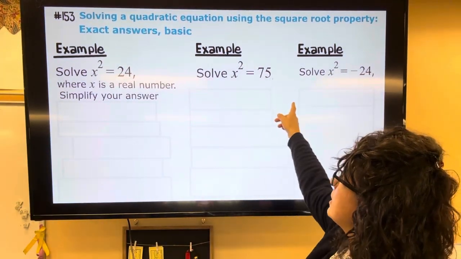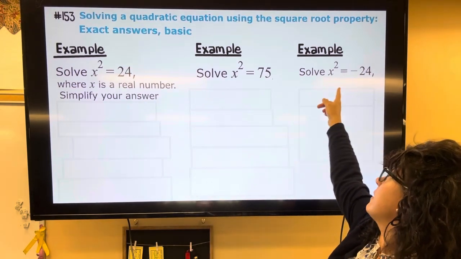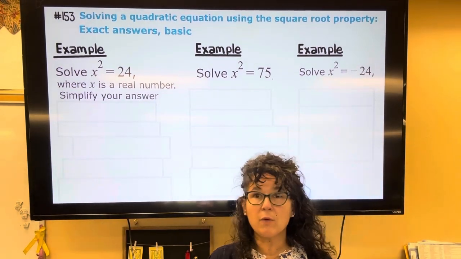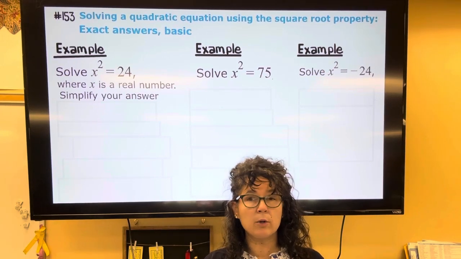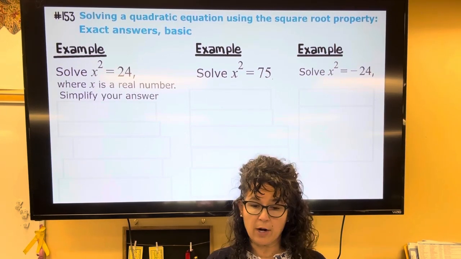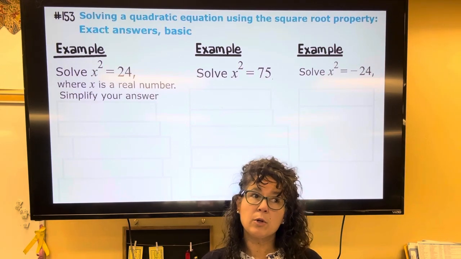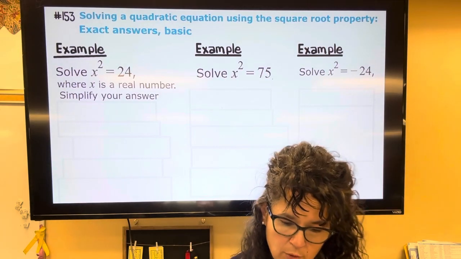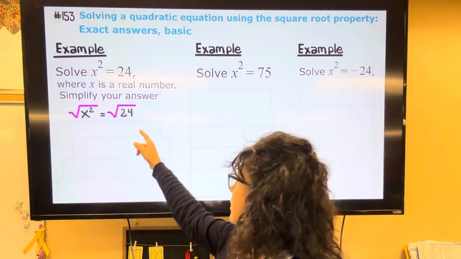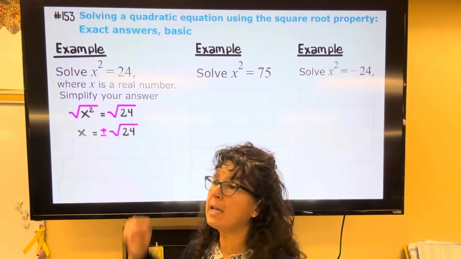To solve these equations, x squared equals 24, x squared equals 75, and x squared equals negative 24, remember that you want to take the square root of both sides to undo the squaring. But when you do take a square root, you get both the positive and the negative. So if I square root both sides here, I'm going to end up with both positive and negative square root of 24.